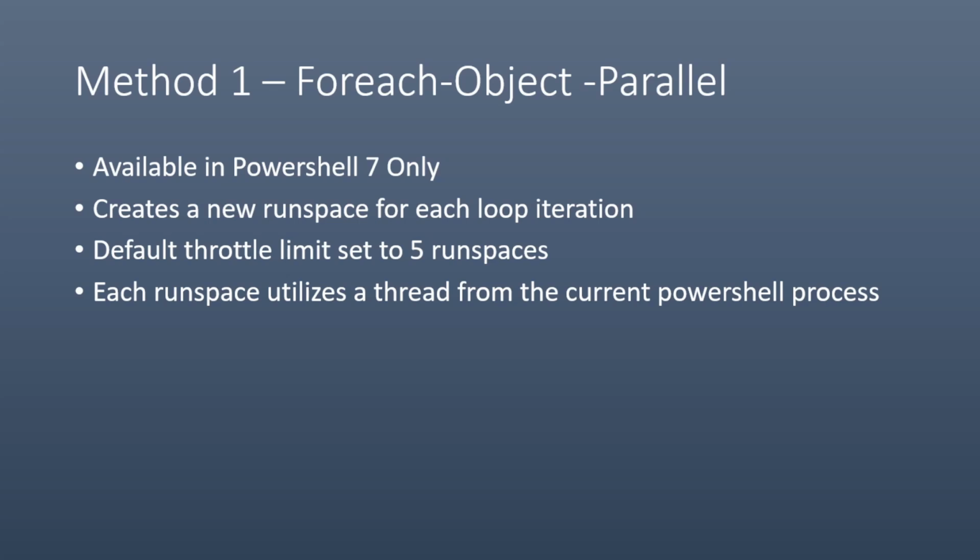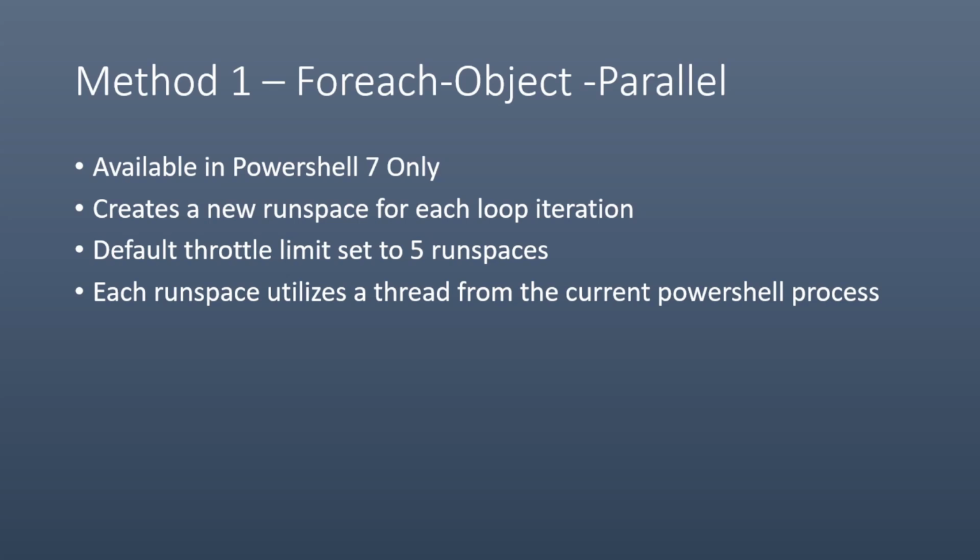So if I'm telling the script to contact 5 computers, it'll create 5 run spaces at the same time and go ahead and use each one of those to contact one of the computers that we want to do something against, run information against, what have you. So there is a parameter that you could specify the throttle limit on it. But by default, it does work on 5.